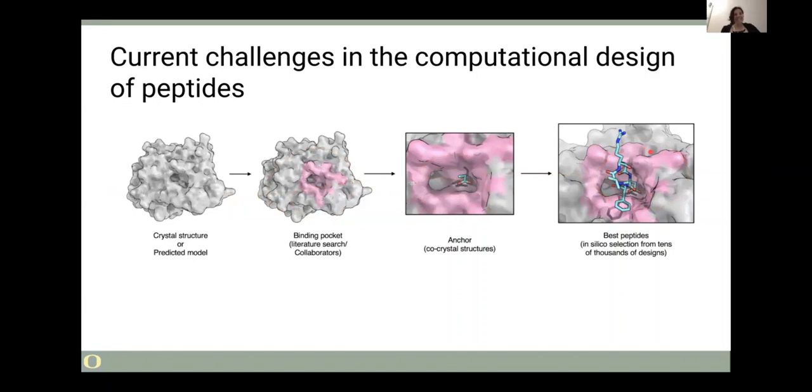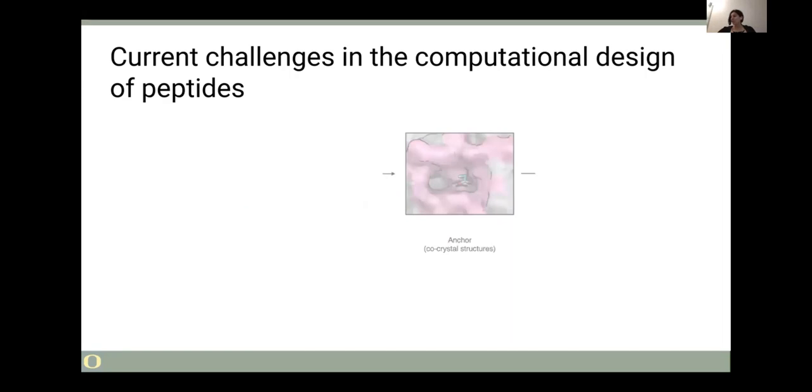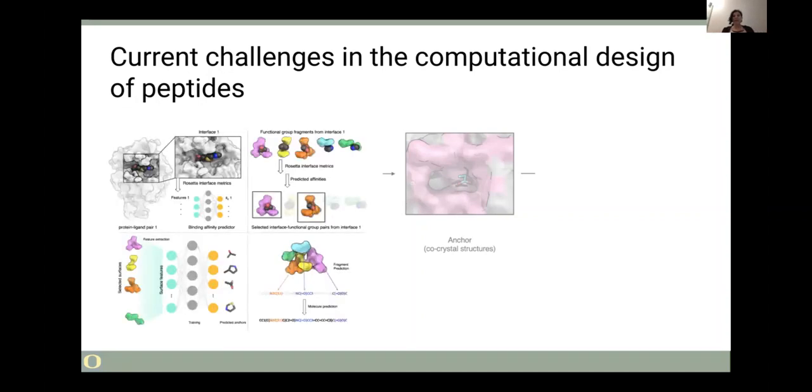Things are not always this easy, because what our pipeline also showed us is that there are a lot of challenges that we have to face. And I'm going to walk through some of them. The first one is that you need to have an anchor. So you can't just start with a surface and put your peptide in. This is one of the projects that my lab has started to think about how to solve. We don't have any awesome smart solutions to it.